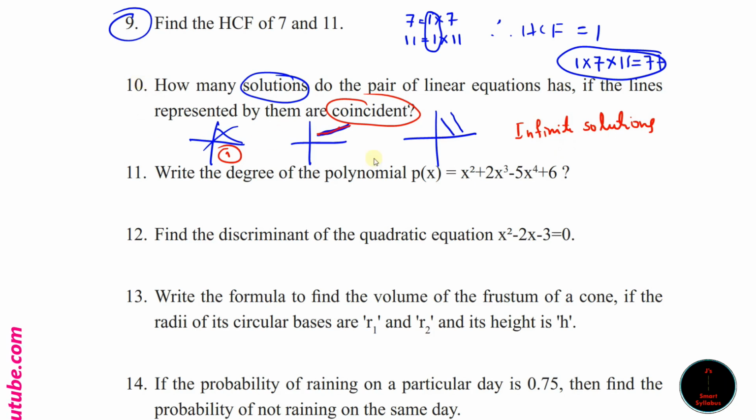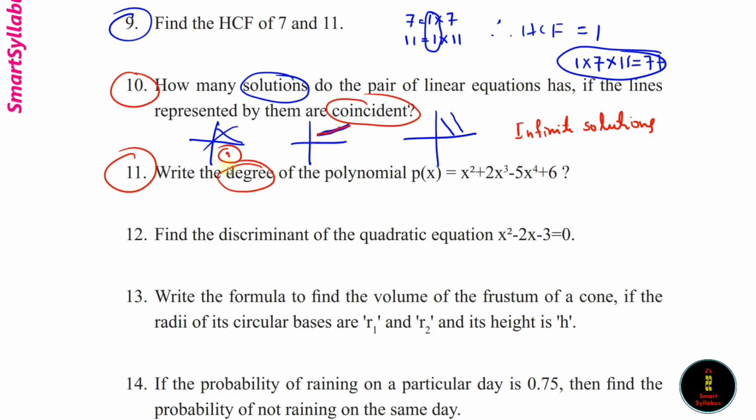Okay, so you need to drill all these ideas once again. So this is the 10th question. Now moving on to the 11th question, one more simplest lollipop question, dear students. The degree of the polynomial p of x is equal to x square plus 2x cube minus 5x raised to 4 plus 6. So the question is, write the degree of the polynomial.